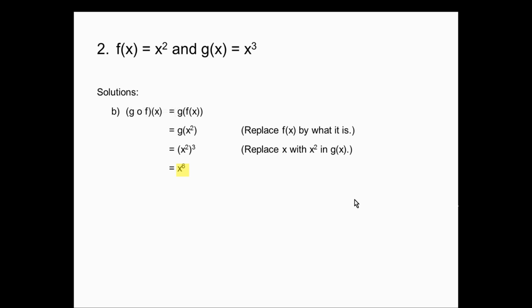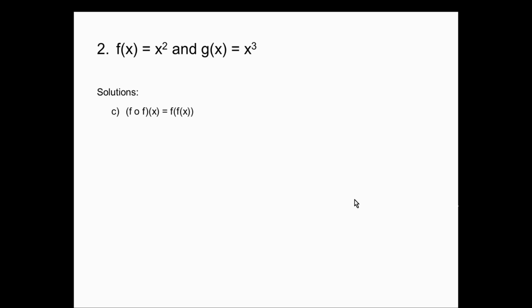Part C is f composed of f of x, which is f of f of x. So I'll replace this f of x by what it is. It's x squared. So I have f of x squared. In your formula for f, replace x with x squared. So I'll have x squared squared. 2 times 2 gives me 4. So my final answer is x to the fourth.